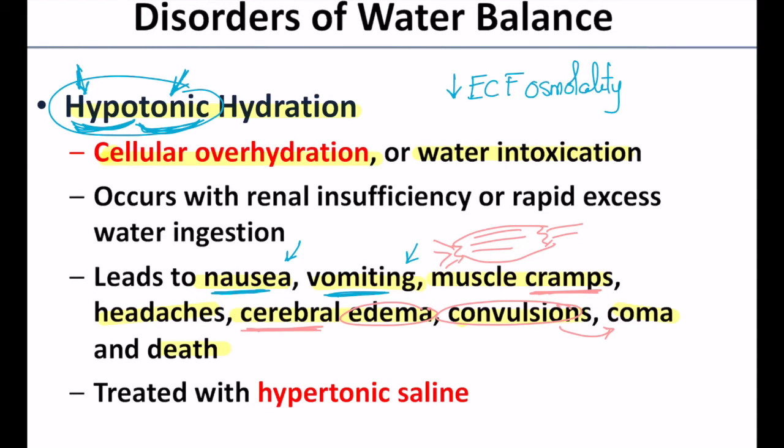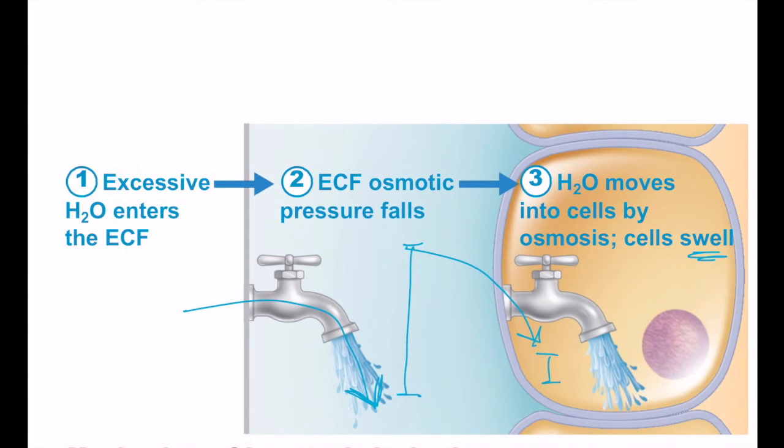So how we're going to be treating a patient with hypotonic hydration or water intoxication is by giving him hypertonic saline. What's hypertonic? Hyper, I have extra or high solutes. It's a solution on here that has high solute content, higher than my body fluid compartments. Because my problem is that I have low solutes in the extracellular fluid compartment because of the added water.